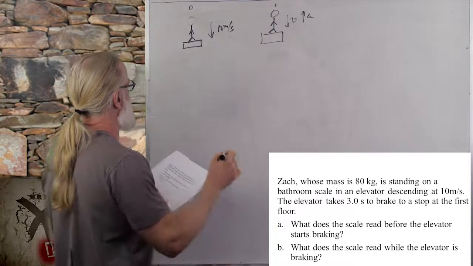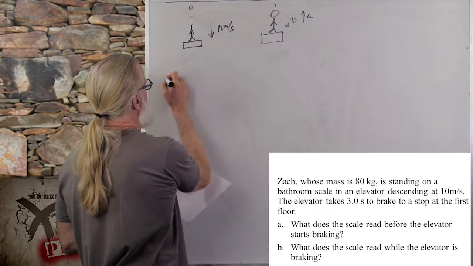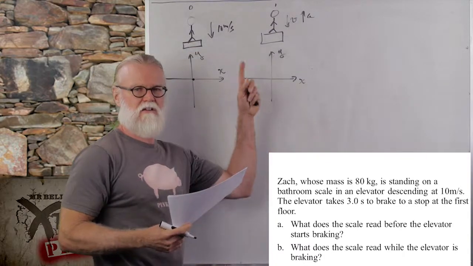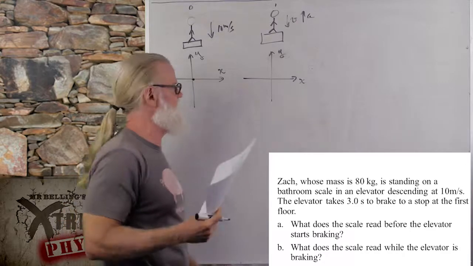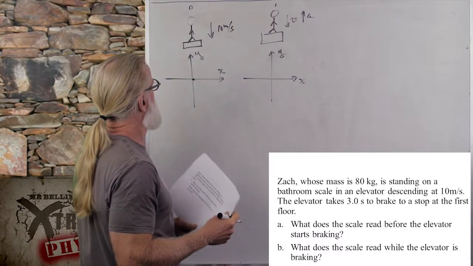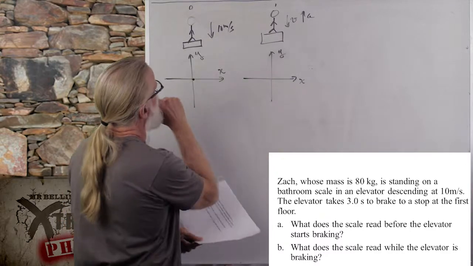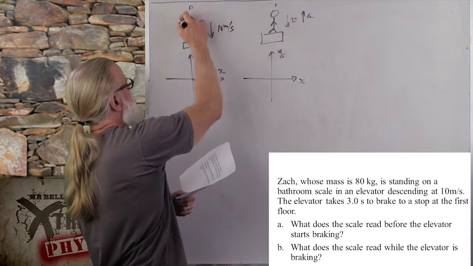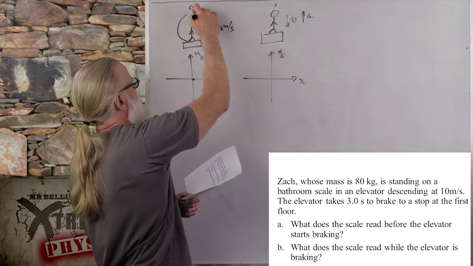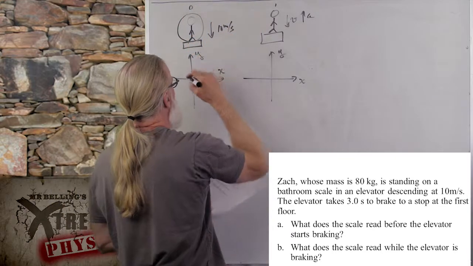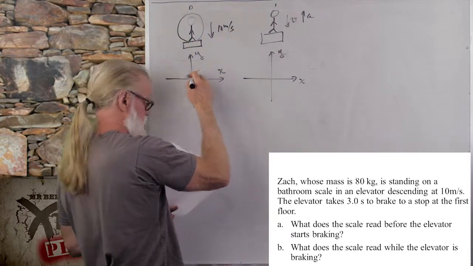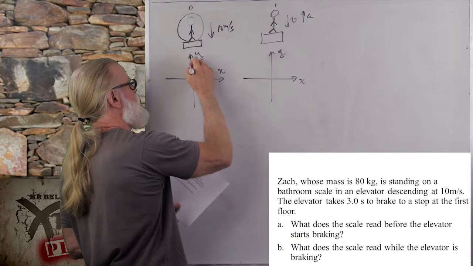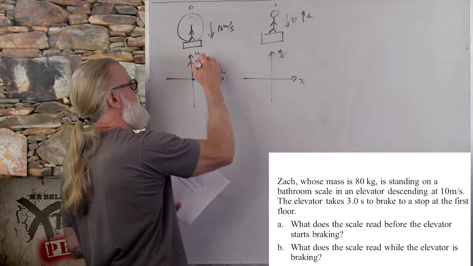All right, so let's draw our free body diagrams. They're going to be a little bit different. I got my coordinate system like this because we have an acceleration that's up and down. The velocities are up and down. In this case, we're going to circle the object of interest. Notice I didn't even bother drawing the elevator because Zach is not interacting in any way with the elevator. So the bathroom scale is pushing on him, and that's providing a normal force like that.